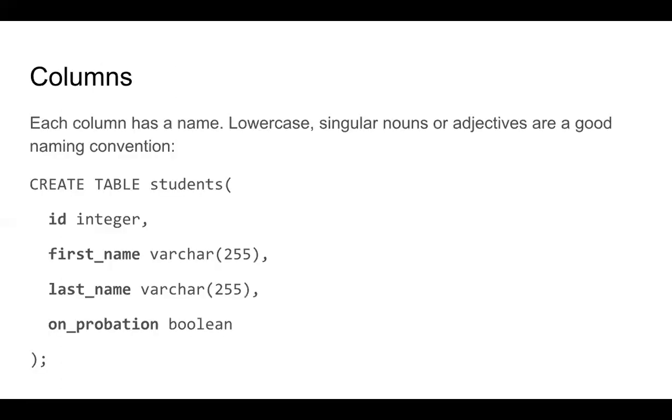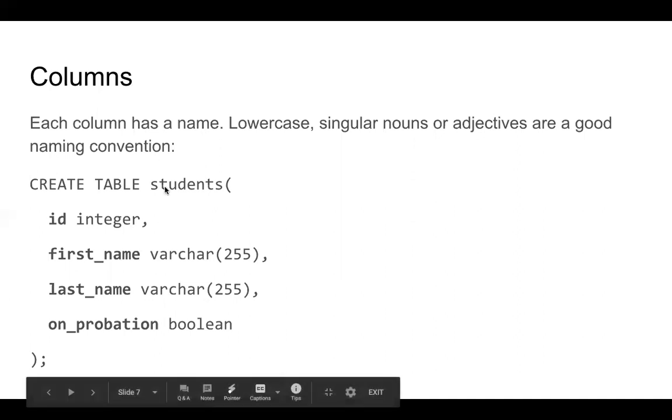Okay. Each column has a name. Lowercase singular nouns or adjectives are usually a good naming convention. So this is the full command for creating a table called students. So we would say create table students. Then we would say ID would be ID, which is an integer.